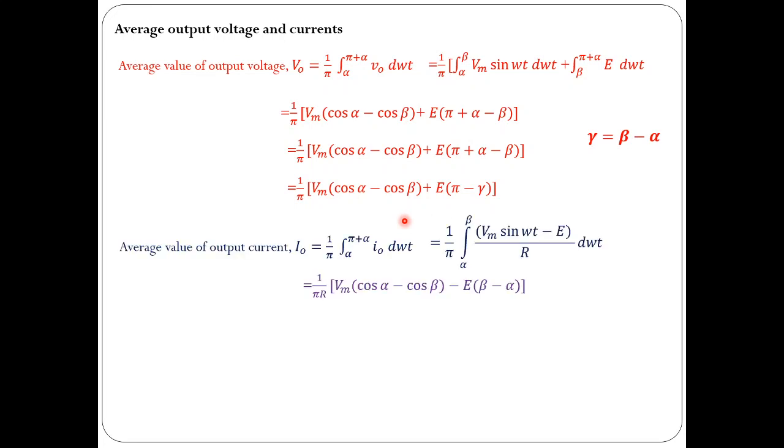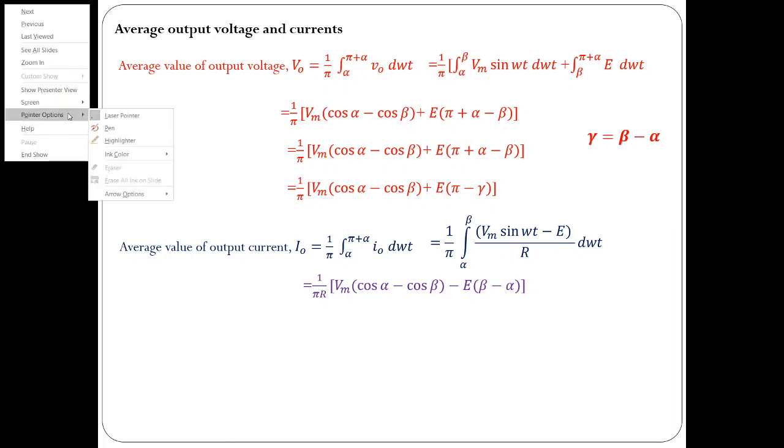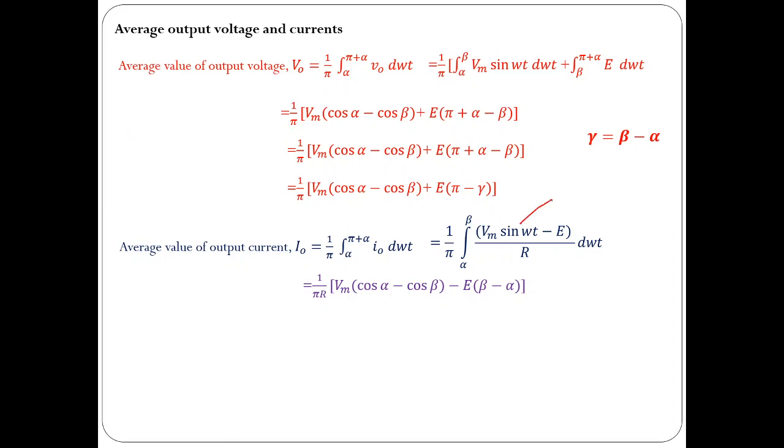And the average value of output current, you can find this way. We know the output current expression, that is equal to Vm sin omega t minus E by R. So assuming that L is equal to 0, you can go by this. If L is not equal to 0, maybe you have to go for the exact expression. This may not be the correct expression if L is not equal to 0. So this is for L equal to 0, but if L is not equal to 0, then what to do? Let us see.